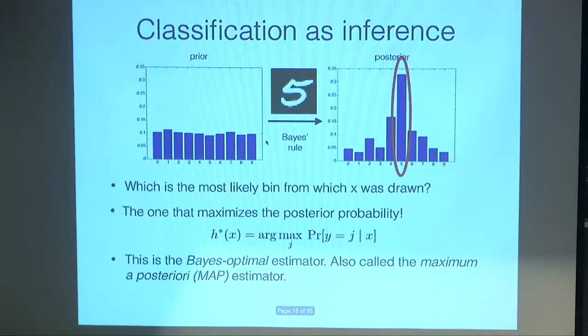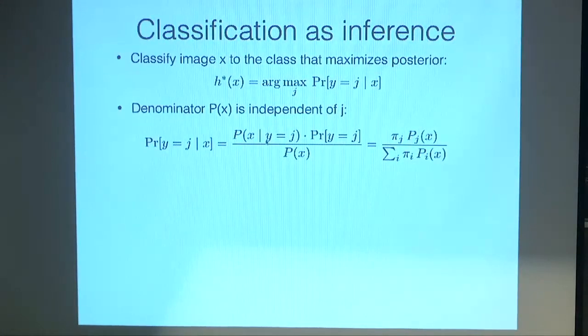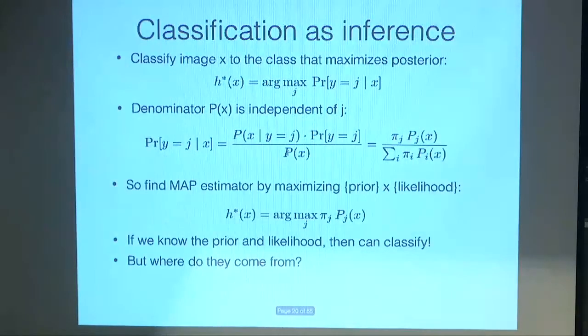Okay, and so here what we have done is we have converted the problem of classification into inference. How do you classify an image? You consider this probabilistic view of the problem, and you do inference using Bayes rule, and you classify the image X to the class that maximizes the posterior probability. So it seems like you need to compute this posterior distribution, but really, if you look at the form of Bayes rule, the denominator P of X is just a constant that normalizes the probability, so it all sums up to 1. So when you maximize over j, you can ignore this normalization constant, and just maximize the prior times the likelihood.